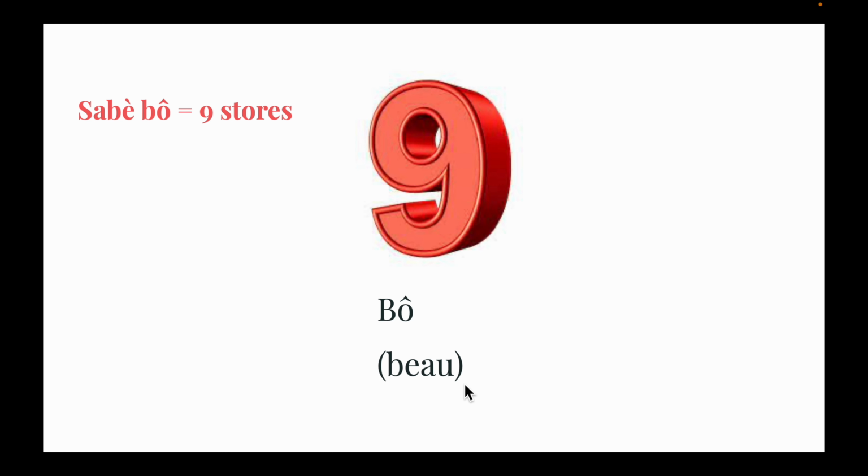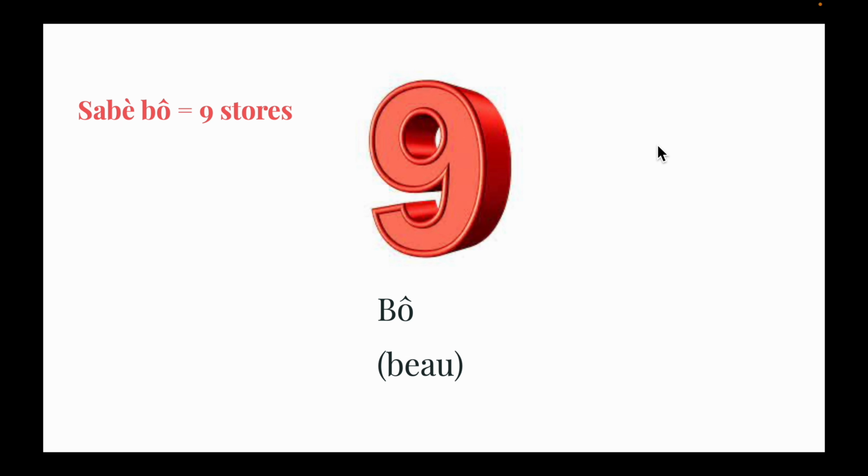Number 9. Bo. So this is like the French word for handsome. Number 9 is bo. Here again we are with sabe. Sabe bo. Nine stores. You start with the noun and then the number. Remember that, any time you're going to use the number. So nine stores is sabe bo.